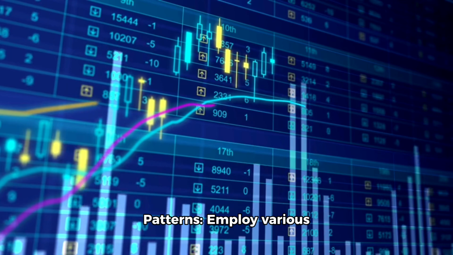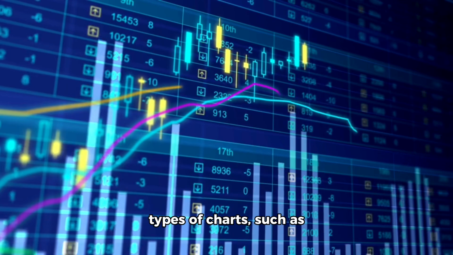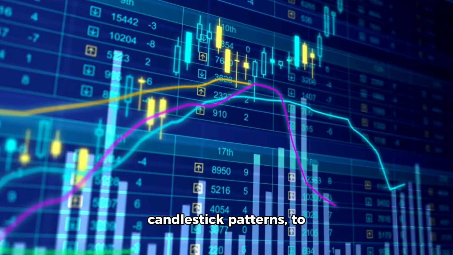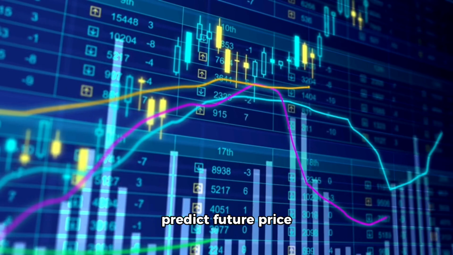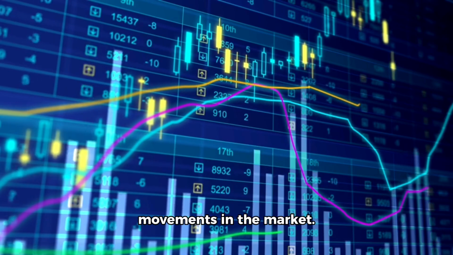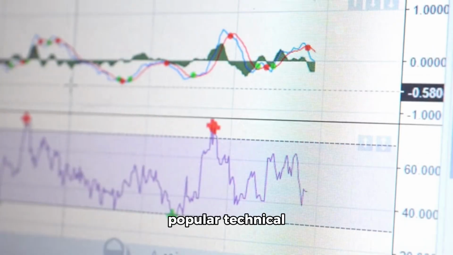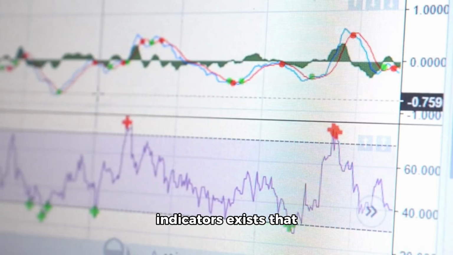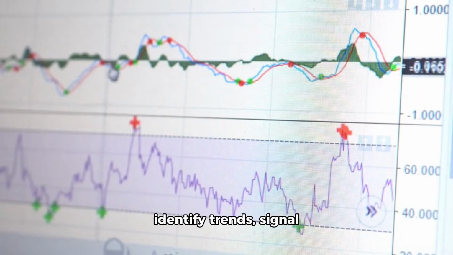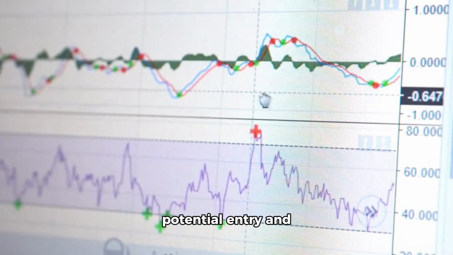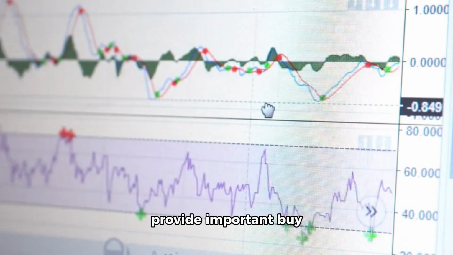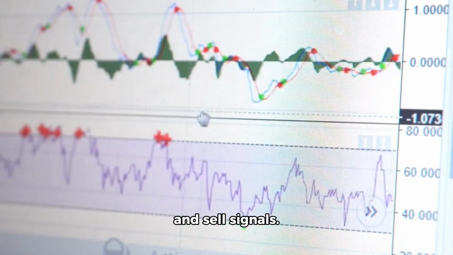Charts and patterns. Employ various types of charts, such as bar, line, and candlestick patterns, to predict future price movements in the market. Indicators. A range of popular technical indicators exists that can be used to help identify trends, signal potential entry and exit points, and provide important buy and sell signals.